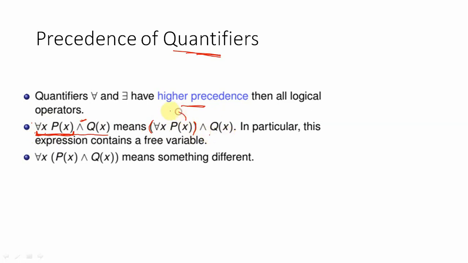Here this x is a bound variable and this x is a free variable. Whereas in this case, I have applied for all x, but I have enclosed p(x) and q(x) within parentheses. Now this for all is being applied on both p(x) and q(x). That means now both these x's are bound variables. So obviously, if I want to operate not in accordance with the precedence of quantifiers, then I have to use parentheses. Right? This is just like your mathematical operations.